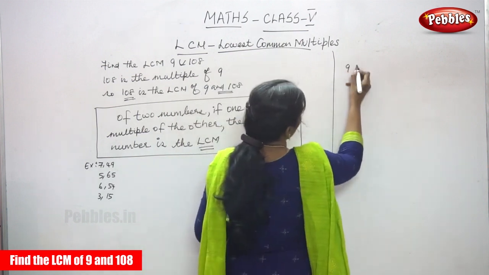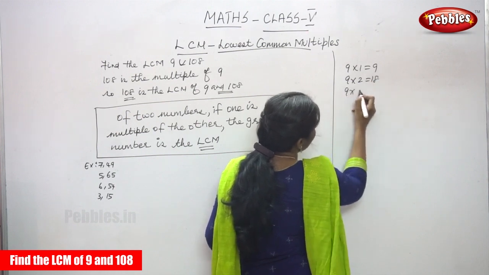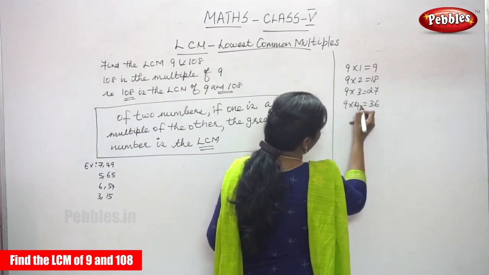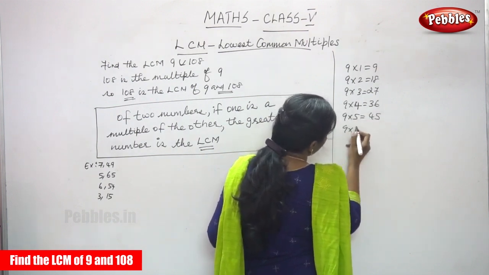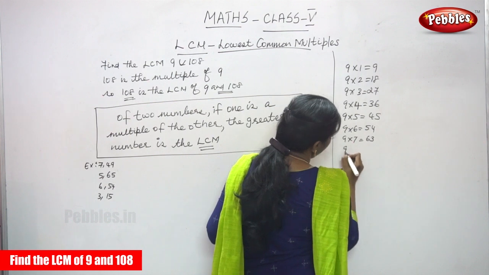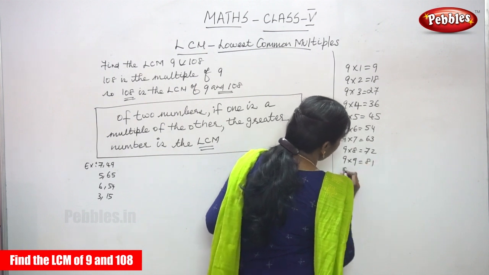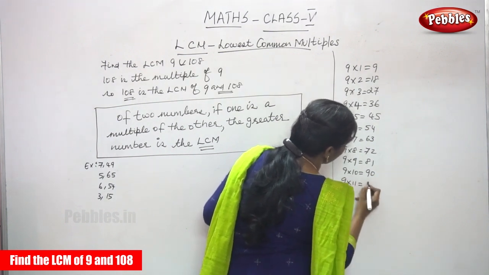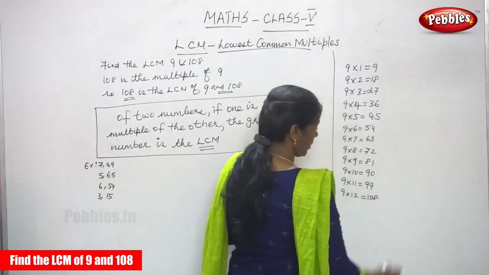So that is 9 ones are 9, 9 twos are 18, 9 threes are 27, 9 fours are 36, 9 fives are 45, 9 sixes are 54, 9 sevens are 63, 9 eights are 72, 9 nines are 81, 9 tens are 90, 9 elevens are 99, 9 twelves are 108.